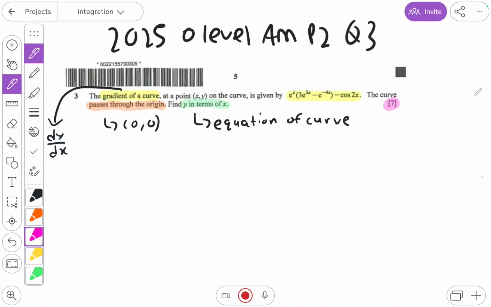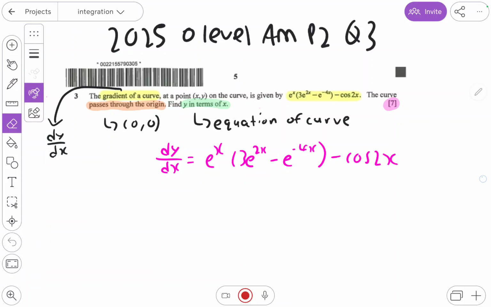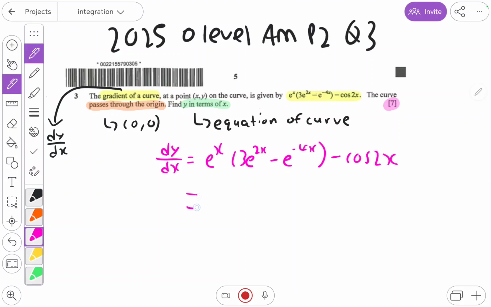Okay, so gradient, remember your gradient function in A-Math, we say this is your dy/dx. So what do you know? If we know that your dy/dx equals e to the power of x, 3e^2x minus e^(-4x) minus cosine 2x, can we expand this in like that? We can, right? So we can expand it like this, correct? So this will be 3e^3x minus e^(-3x) minus cosine 2x.